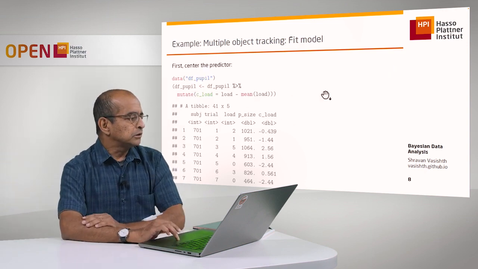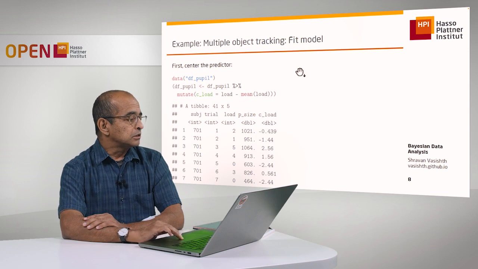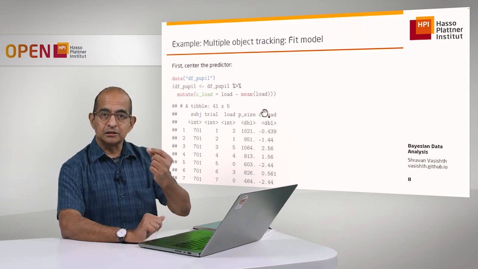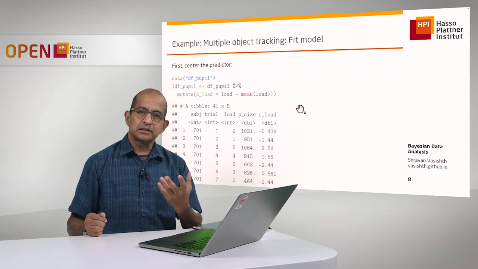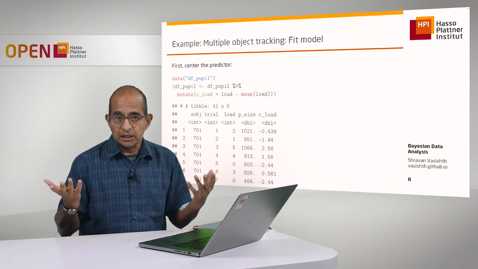Well, what I'm going to do is show you this DF pupil data. This is in the BCoxI package, which comes with the textbook. The first thing I'm going to do before we look at the data is to center the predictor. This centering is a very important thing that we are always going to do, or almost always going to do, when we do regression modeling, right?